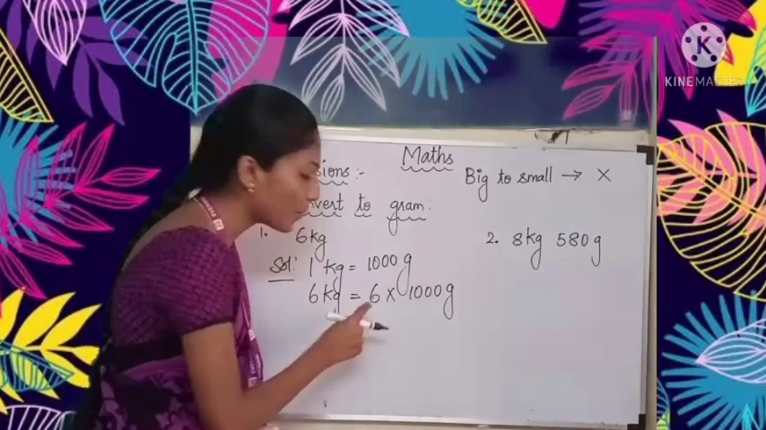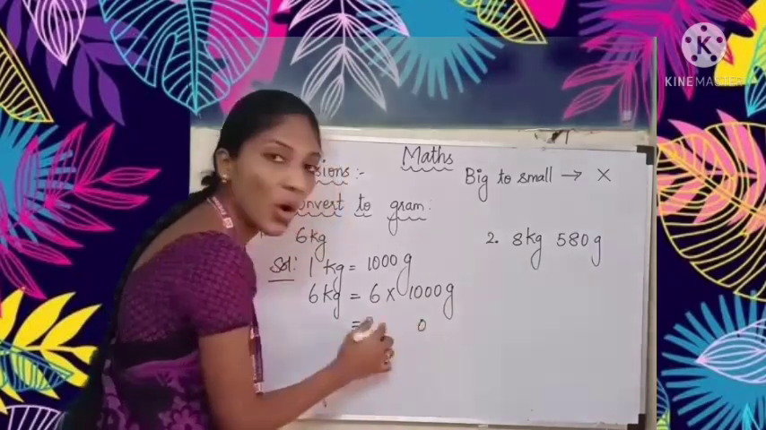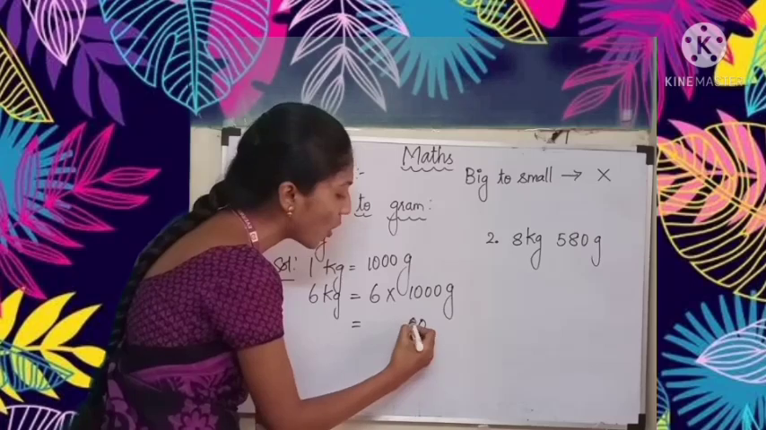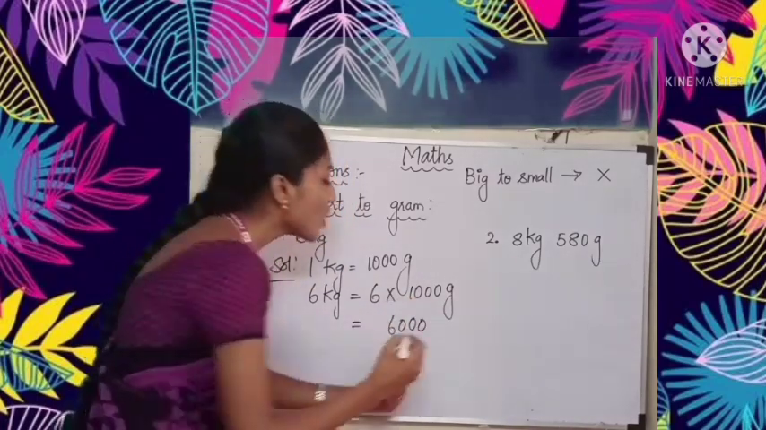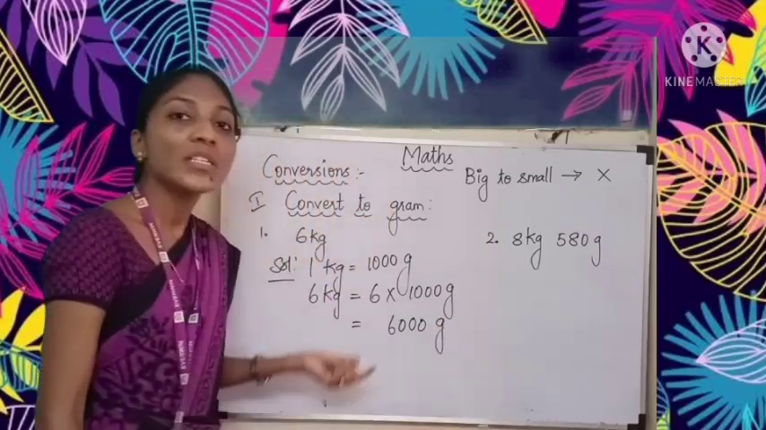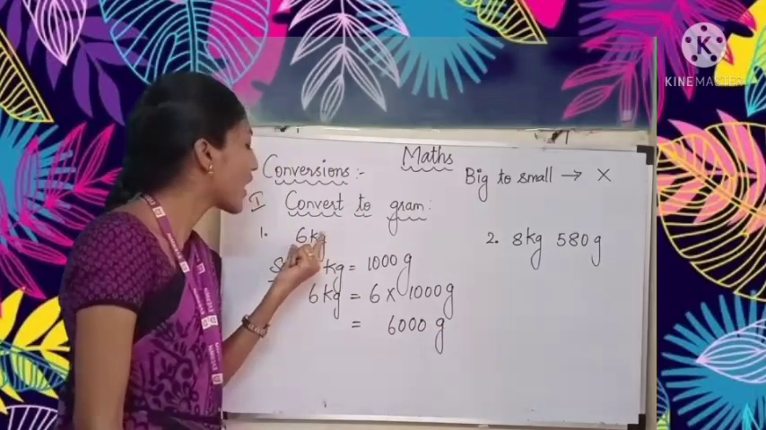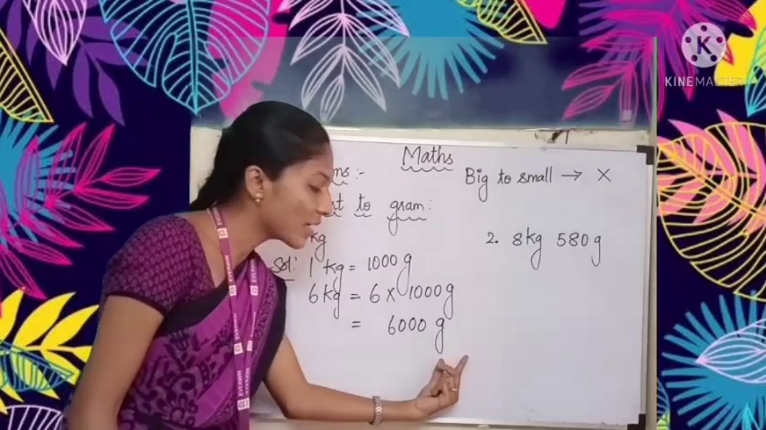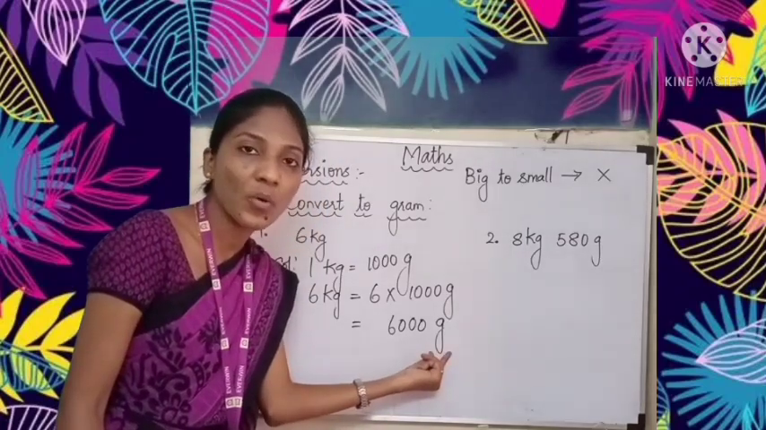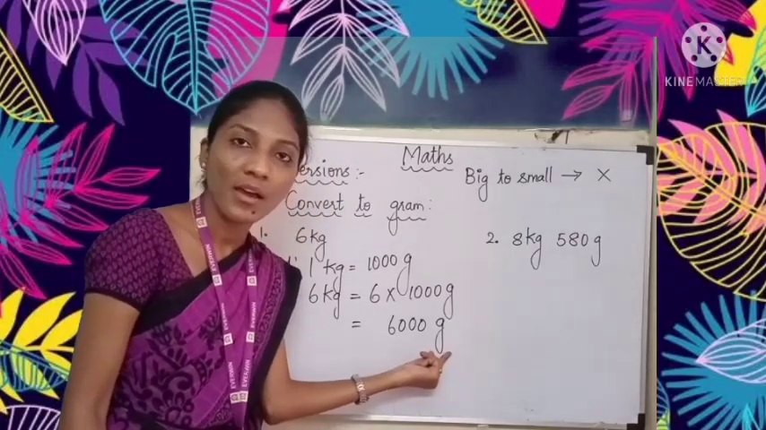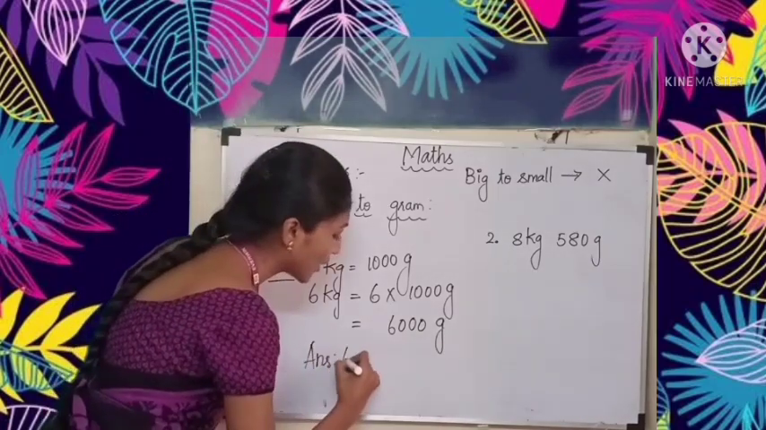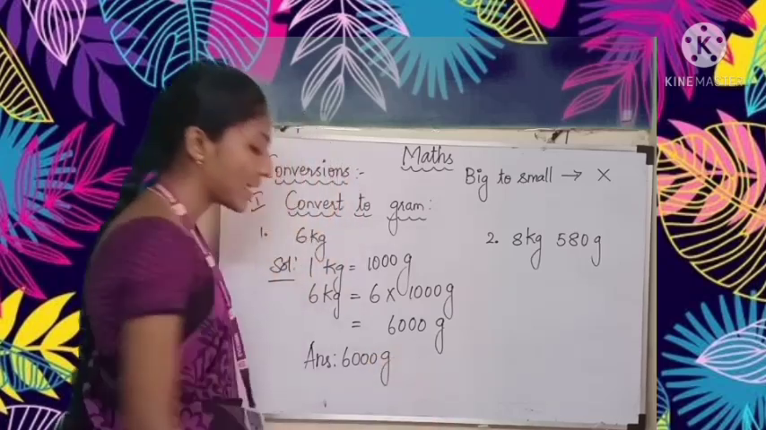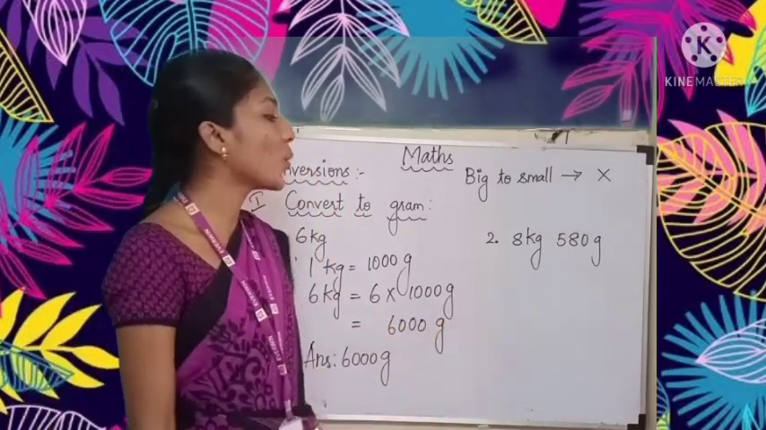So, you are going to multiply 6 into 0, 0, 0; 6 ones are 6. So, 6000 gram. We have converted 6 kg to 6000 gram. G is the short form for gram. So, 6000 gram is the answer. Clear, children? Yes. Next, we will move on to the second question.